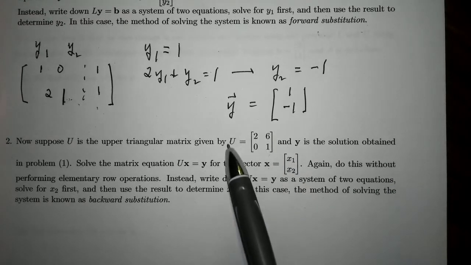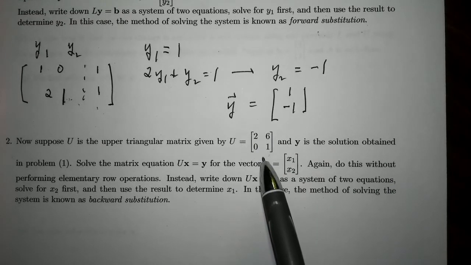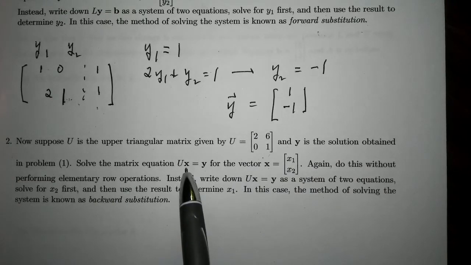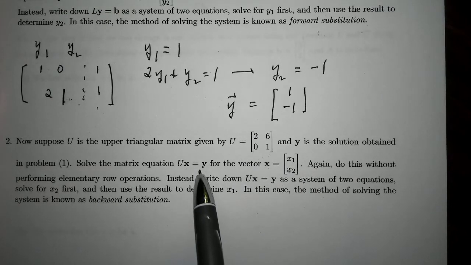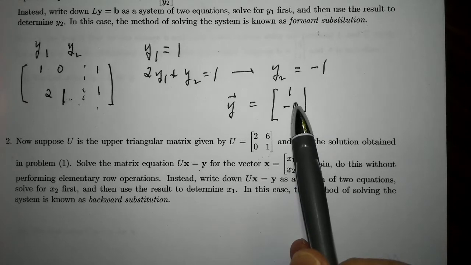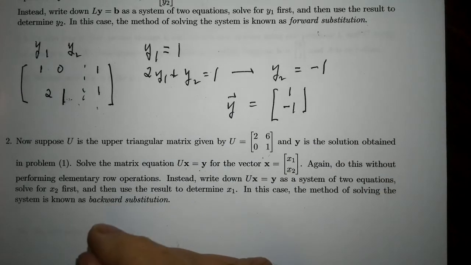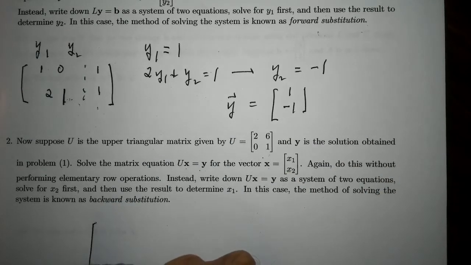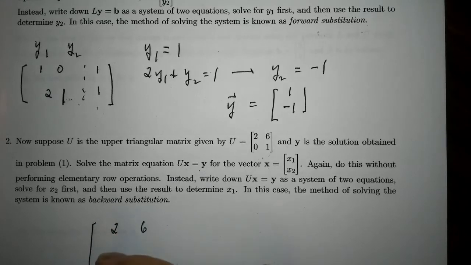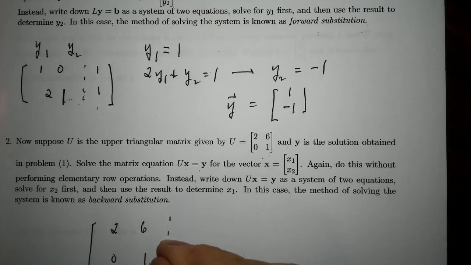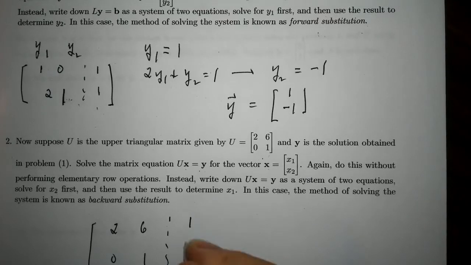What we're going to do is take this upper triangular matrix and solve the matrix equation Ux equals y, where y is this vector right here. We're not going to be using b in this case. So let's take U, which is 2, 6, 0, 1. Let's augment it with that y that we got above.